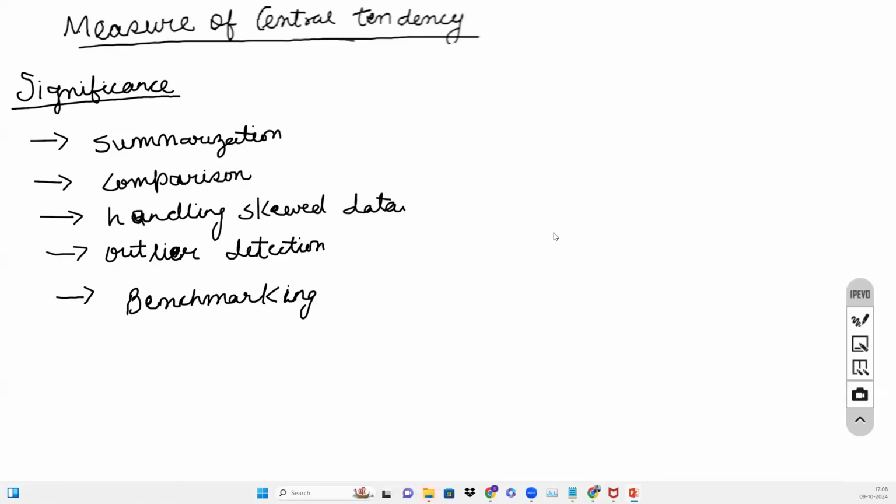It helps us in understanding the skewness in the data, or handling the skewed data. When we have calculated the mean or median, based upon the comparison between the mean and median, we can say whether the data is skewed or whether it's normally distributed data. So it can help us in understanding the skewness of the data also.